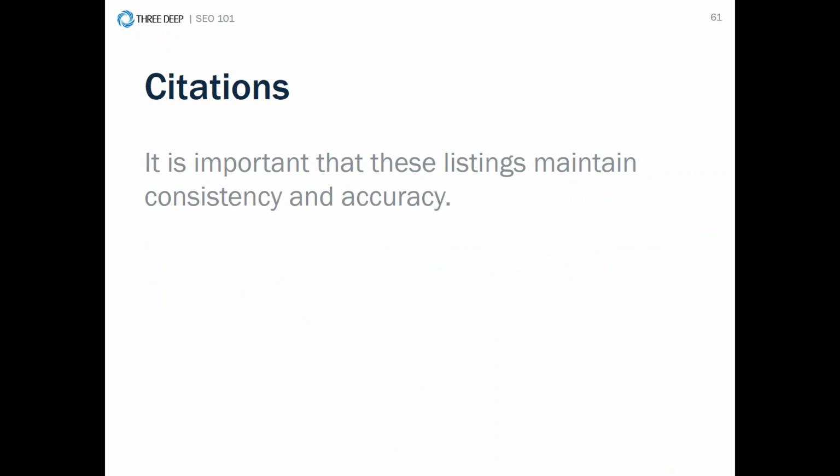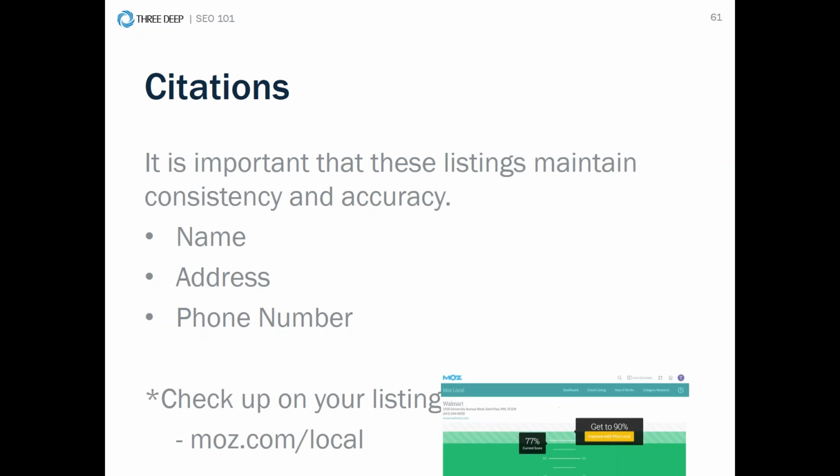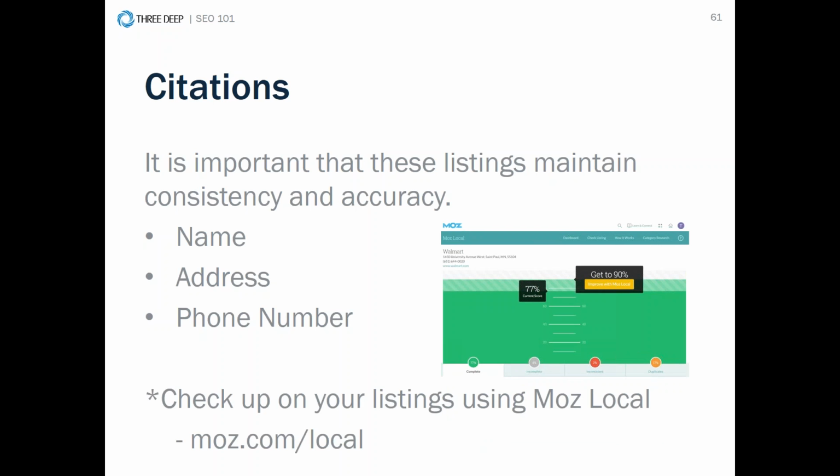The biggest thing that you want to look for here is that they maintain consistency and accuracy, especially if you're a brick and mortar business that serves people from its location: name, address, phone number. Just think of NAP. Keep that in the back of your mind. These need to be consistent across all the citations. Another tool you can use to check it out is Moz Local. Again, a great resource for people with websites. You can check out your URL. It's going to say, hey, we looked across the top 15 citation sources for your site. Here's your score. Here's what you need to do to get to 90 or 100%.